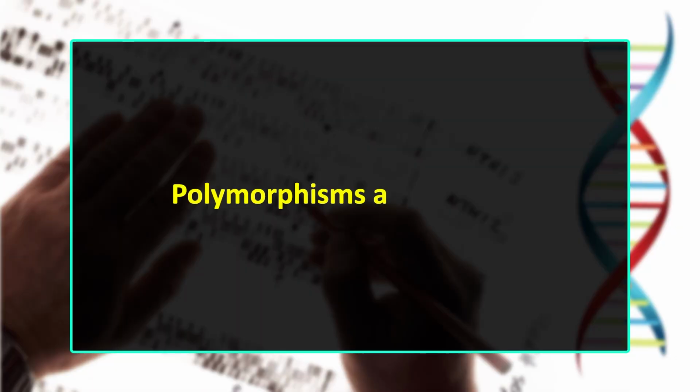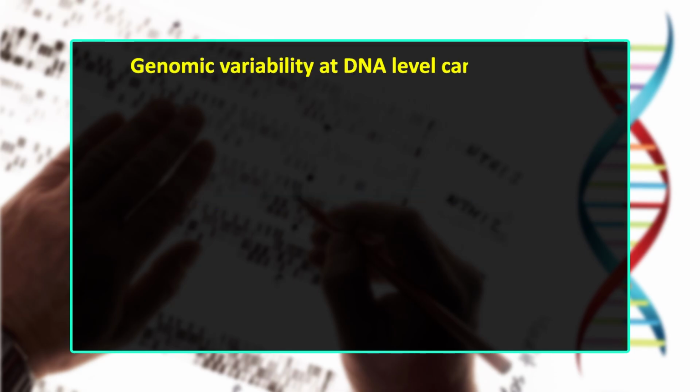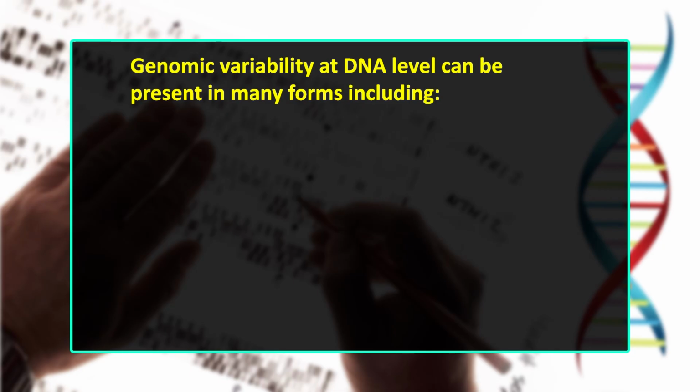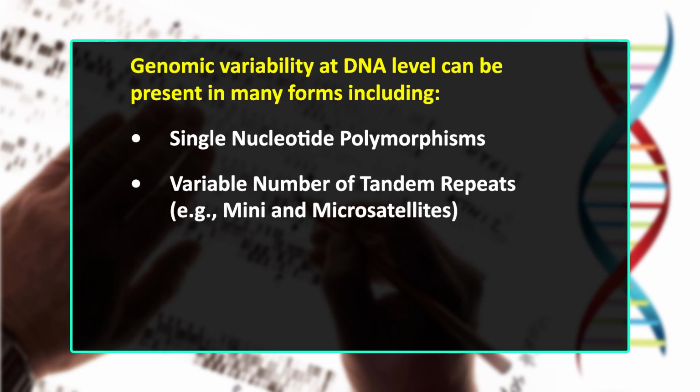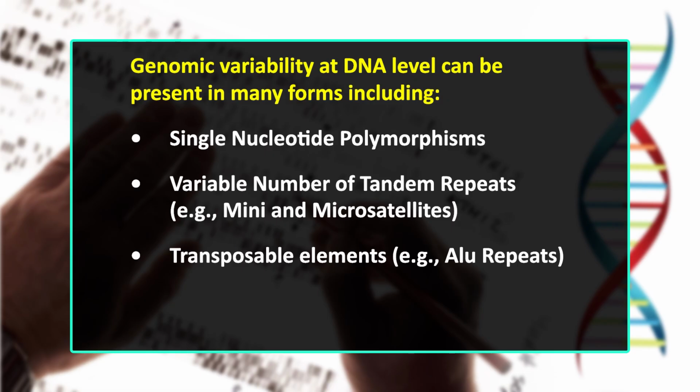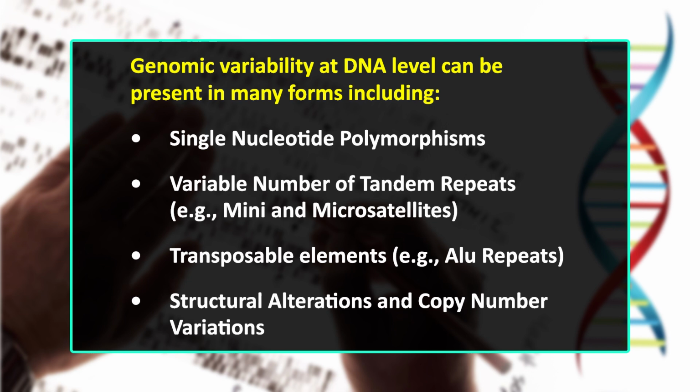Dear students, let's now discuss the polymorphisms at DNA level. Genomic variability at DNA level can be present in many forms, including single nucleotide polymorphisms, variable number of tandem repeats, for example, mini and microsatellites, transposable elements, that's ALU repeats, and structural alterations and copy number variations. It can occur in the nucleus or mitochondria.